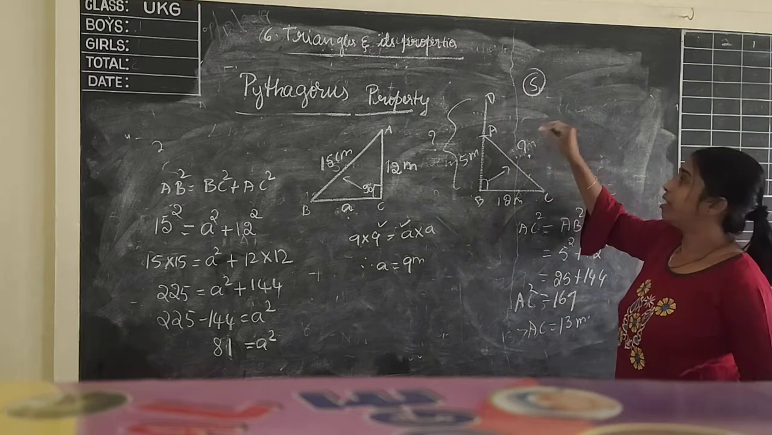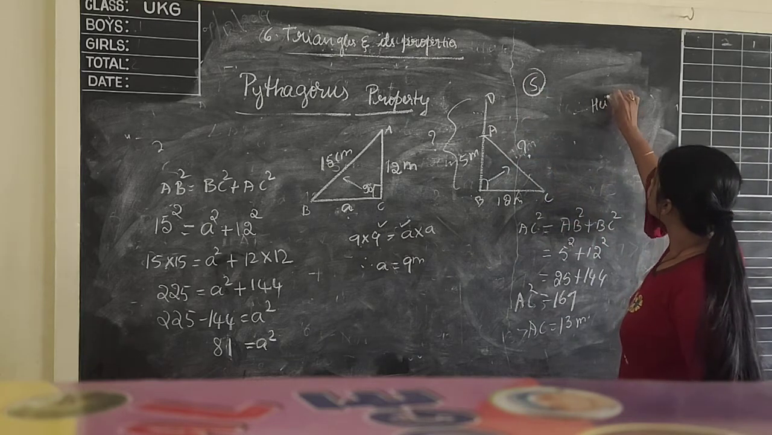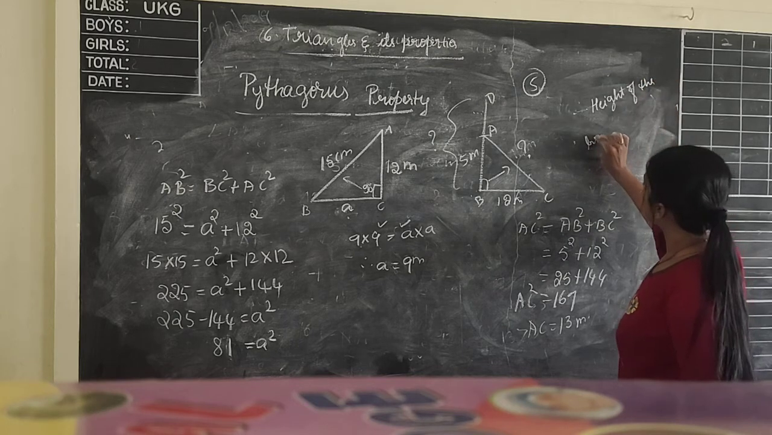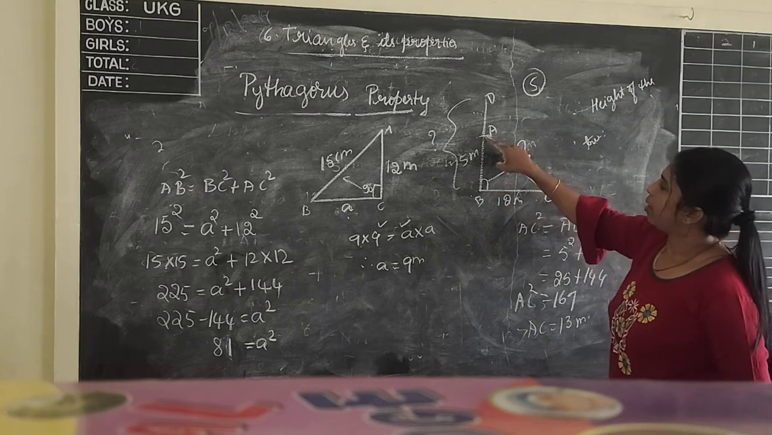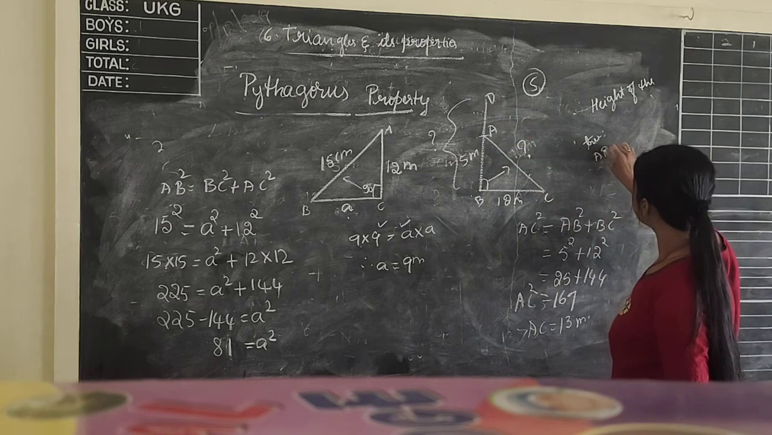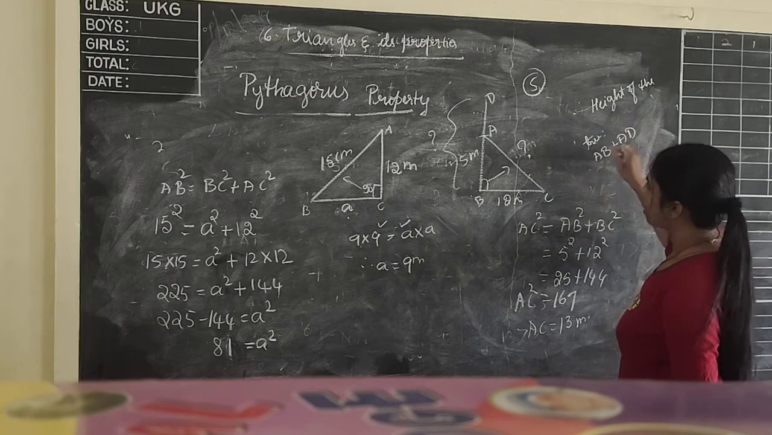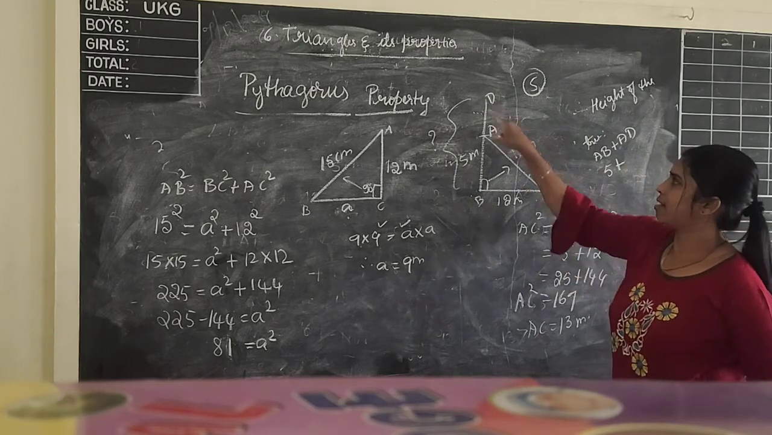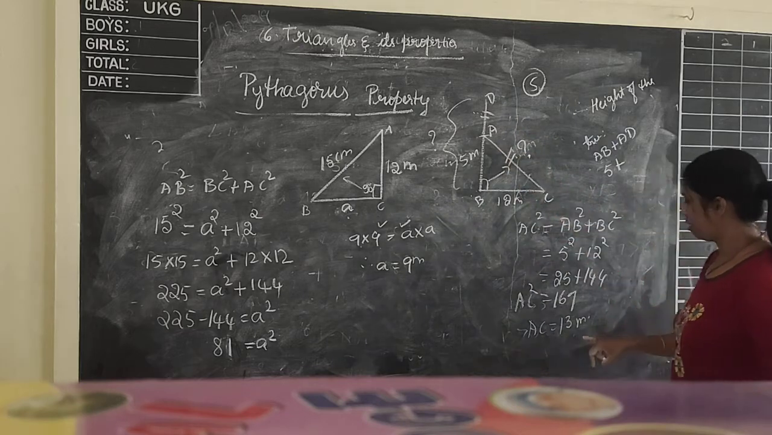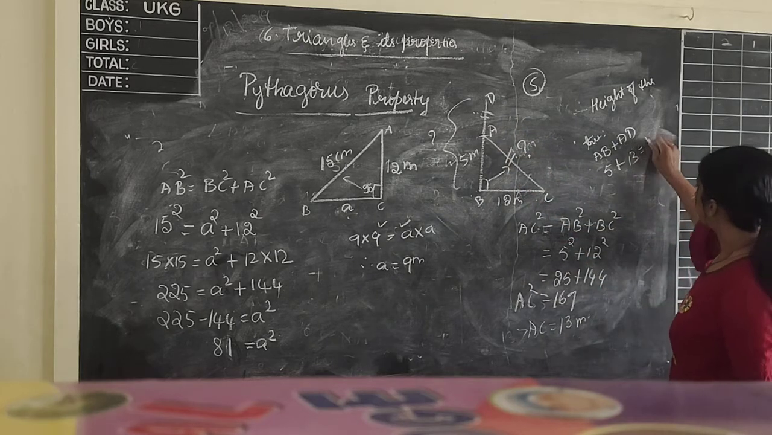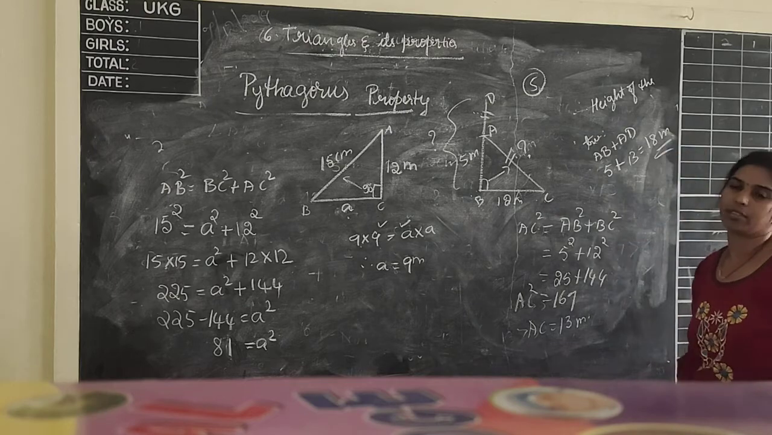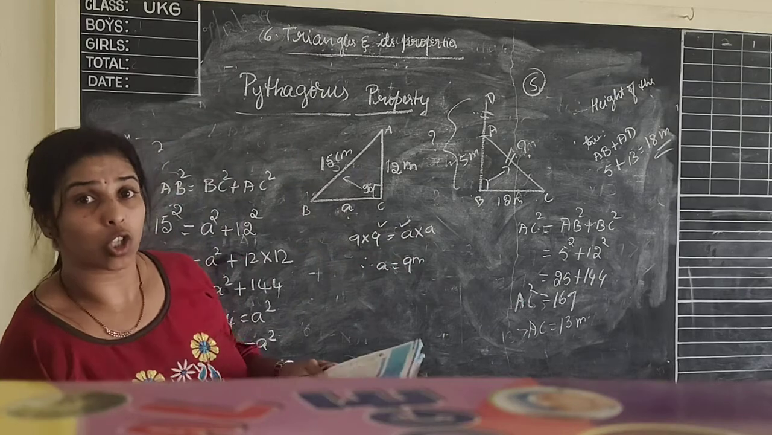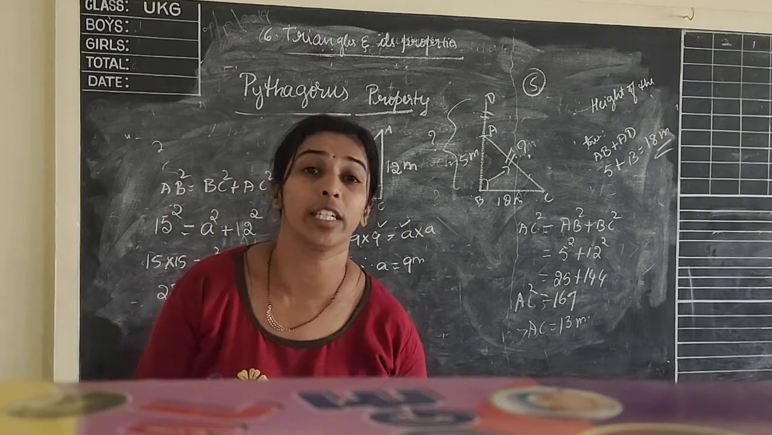What about the height of the tree? Therefore, height of tree is AB plus AD. AB is 5. AD is what? This same. This and this are same. 13. 18 meter. Height of the tree is 18 meter. Take down that in the notes. An important question. Application type questions are very important in Pythagoras.